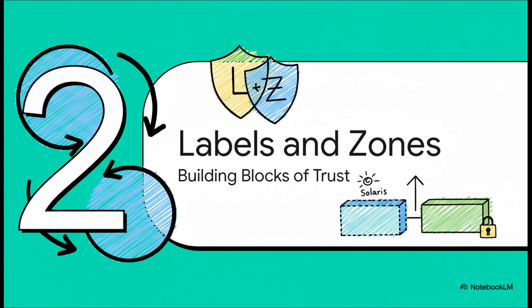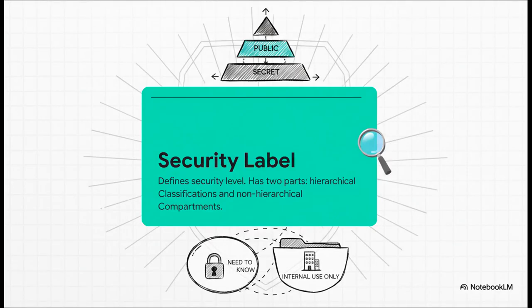Let's break them down. The first building block is the security label. And when I say everything gets a label, I mean everything. Every running process, every file on the disk, every packet on the network, each one gets a digital stamp. And this label has two parts. First is the classification, which is the hierarchy you'd expect. Public, secret, top secret. The second part is compartments, which are non-hierarchical categories like need to know. This label is the absolute cornerstone for every single access decision the system makes.